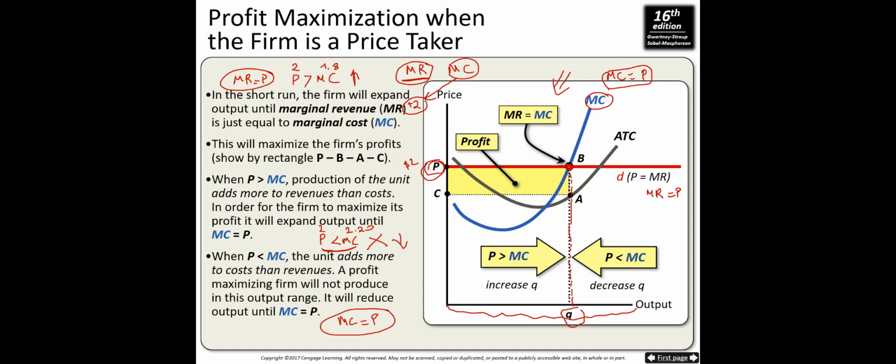Okay? Below Q, in this direction, price is higher than marginal cost. Look, the red line is above the blue line, marginal cost. So increase output, increase Q in this direction. Now look to the right of Q, in this direction. The price curve is less than marginal cost. Marginal cost is above here, price is here. You shouldn't produce those units, so decrease quantity. Okay, so Q is the profit maximization point.